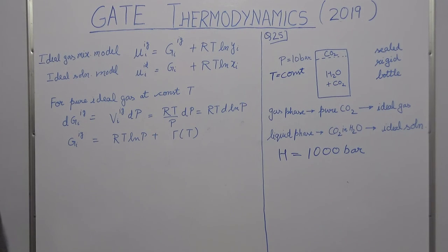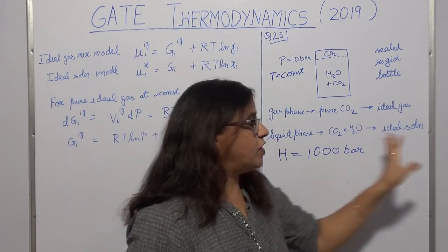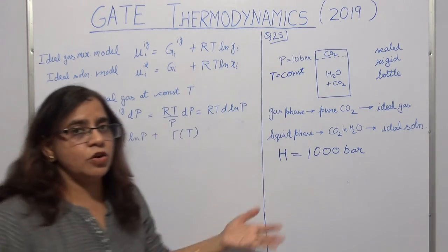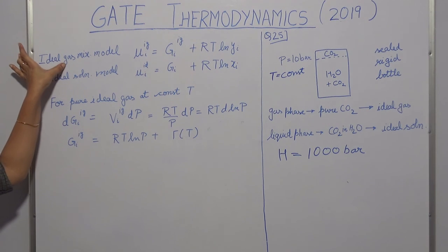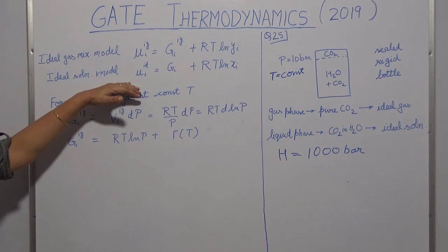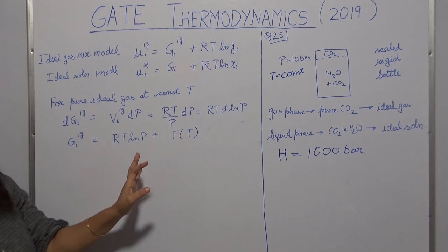So let's first understand why they have given you that your gas phase is an ideal gas and your liquid phase is an ideal solution, because it comes out in the derivation of the Henry's law which you use. Let's quickly see. You have already seen what the ideal gas mixture model is, and what the ideal solution model is, in the 2022 Gate solution. If you have not seen it, you can go back and see it over there.